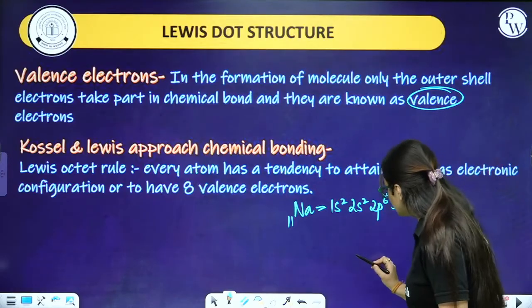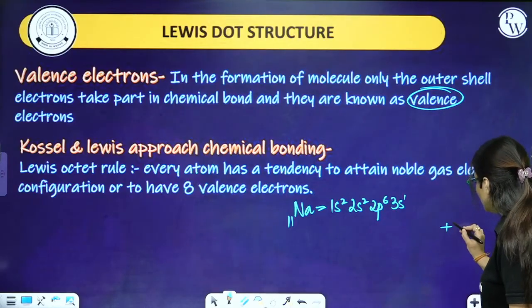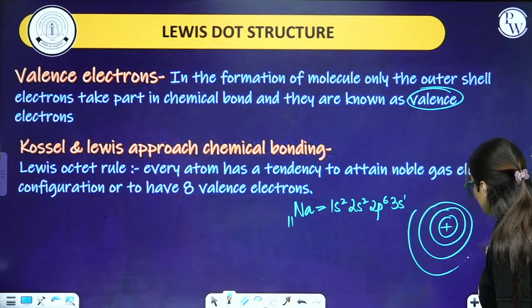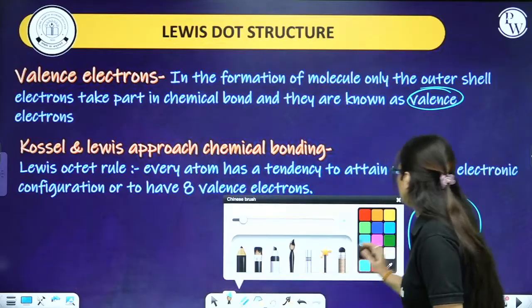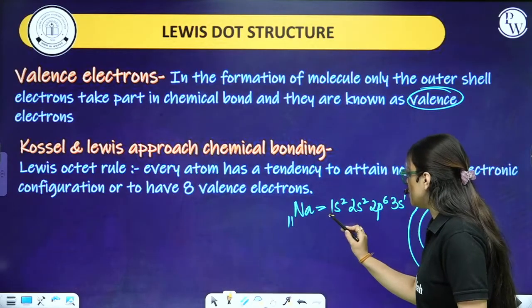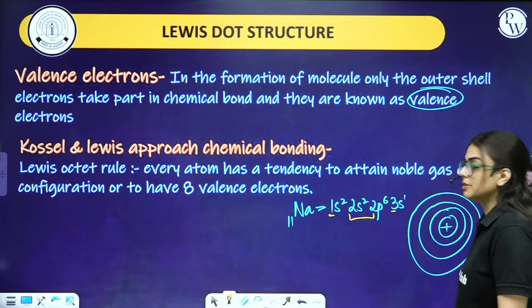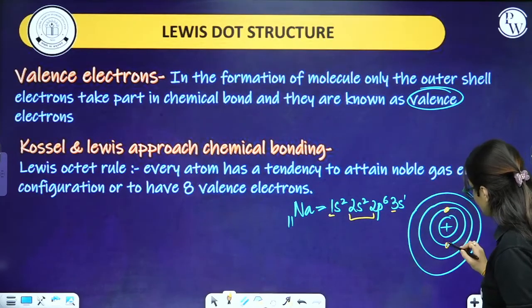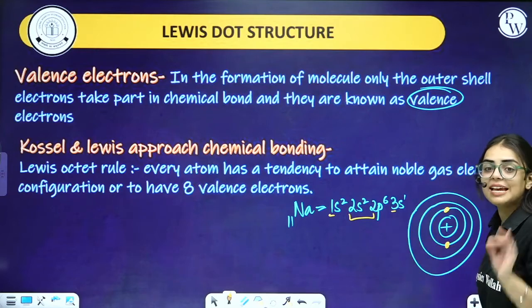Let us draw this. This is your nucleus. This is your first shell, second shell, third shell. See, here you can clearly observe it is your first shell, second shell, third shell. First shell contains 2 electrons. Second shell contains 2 plus 6, 8 electrons.